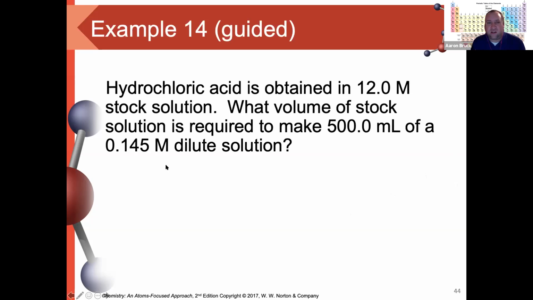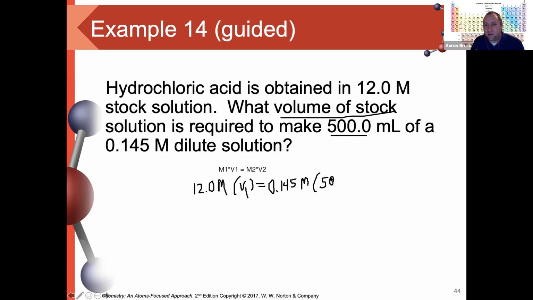And so the question here is, what volume of stock solution would be required to make 500 milliliters of 0.145 molar diluted solution? So the process here, we're going to use our dilution equation, M1 times V1 is equal to M2 times V2. Our molarity of our stock solution is 12.0 molar. We're trying to figure out what the volume is that we need, so that's our V1. And we're going to a 0.145 molar solution that is 500.0 milliliters.